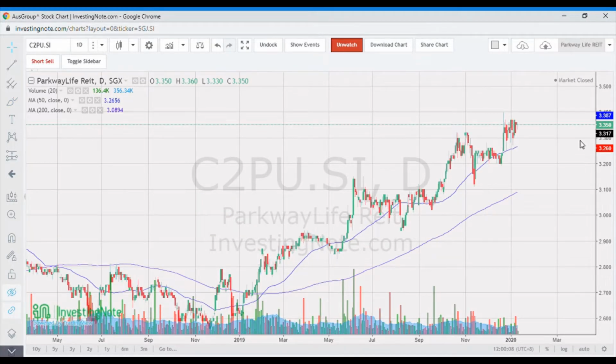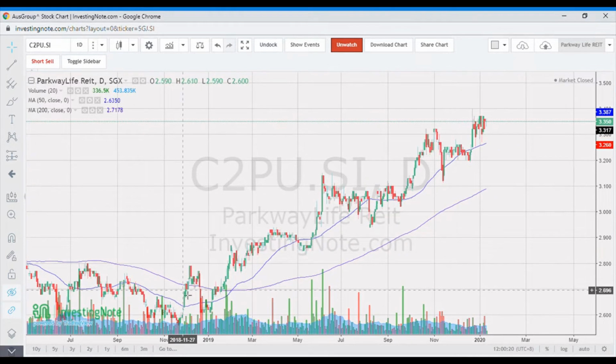Okay, so this is Parkway Life. If you take a look at this counter, price candlesticks are, for most of the time, above the 50 days moving average. So I can say it's an uptrend, at least in the 50 days time frame.